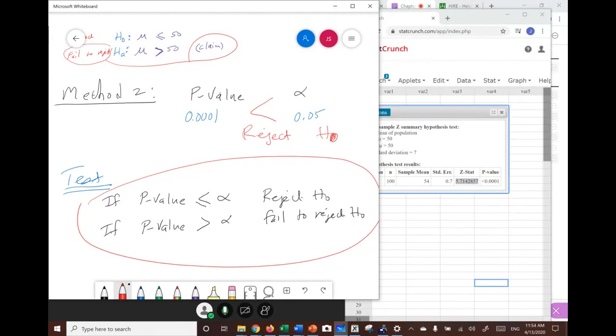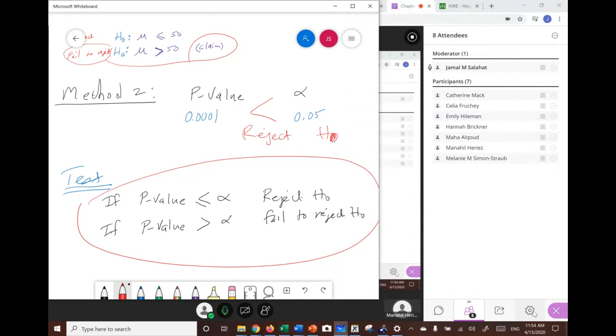Now, how come if the p-value is less than alpha, we reject? Remember, alpha is the error, and the p-value is the probability of success. So if your probability of success is way smaller than the error, in other words, the error is bigger than success, then we're going to reject. And if the error is smaller than success, then we're going to fail to reject. So that is the easy way to think about it.